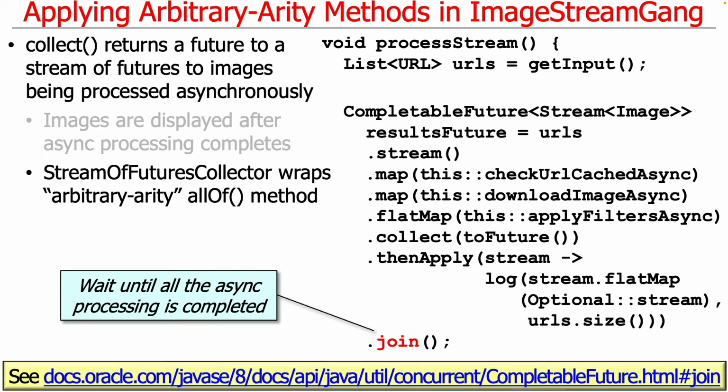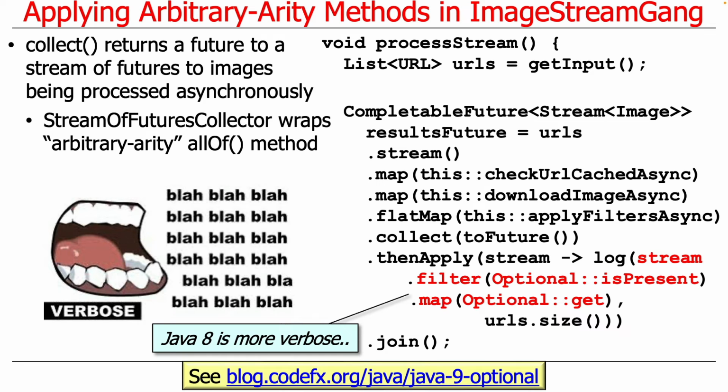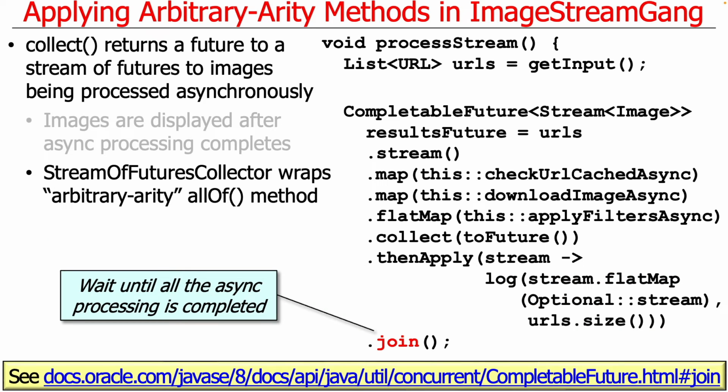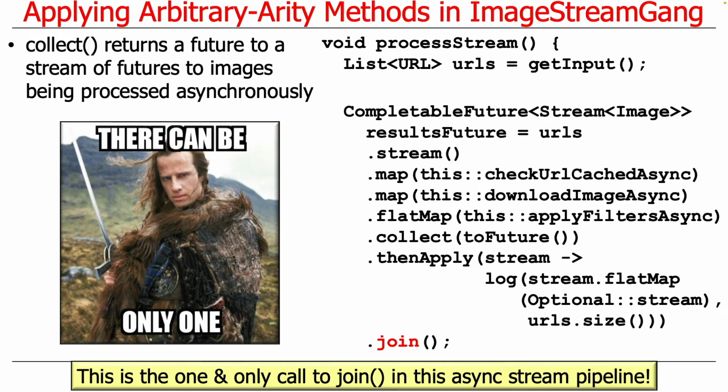Now, what we're going to do here is, as you'll see, the StreamOfFuturesCollector is the thing that's encapsulating all this stuff. So that's what it's doing. And we're going to then finally use the join operation, which will wait until all the asynchronous processing is complete. So the key thing to note is that this is the one and only place that we use join in the entire program. And there's really no easy way around that, given the way we've designed this particular framework.